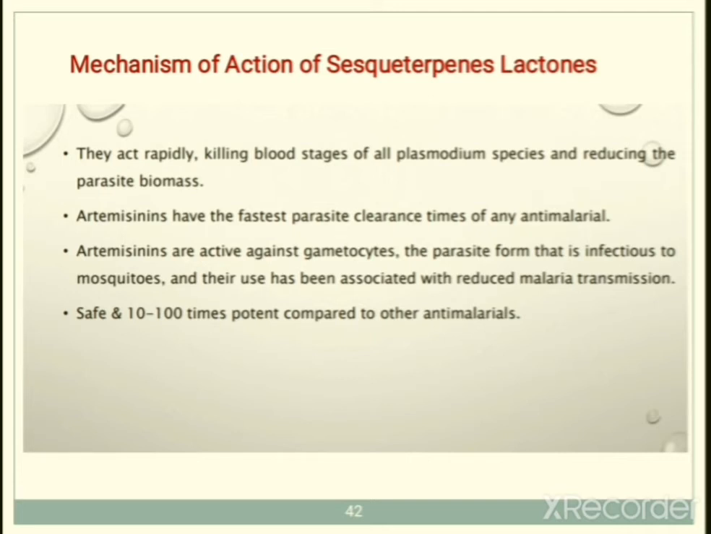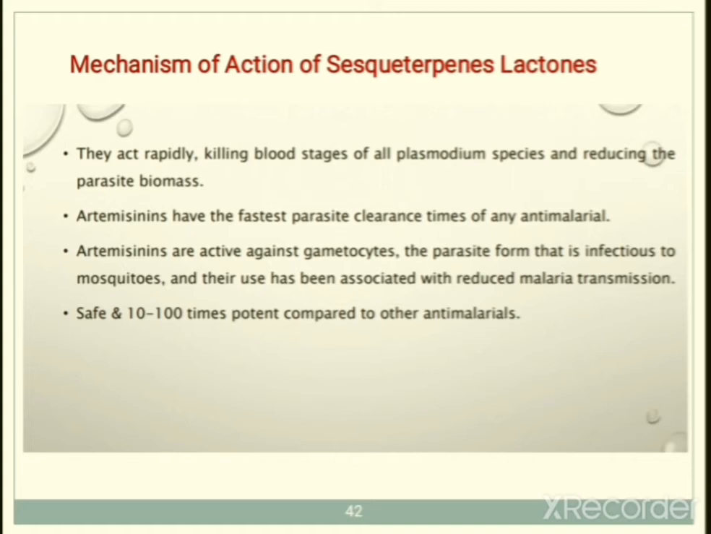Next, they act rapidly. These sesquiterpene lactones act rapidly, killing the blood stage of all Plasmodium species and decreasing the parasite biomass. Artemisinin has the fastest parasitic clearance time of any antimalarial. Of the eight classes of antimalarial agents we have seen, the artemisinin series has the fastest parasitic clearance time. This point has been asked in the GPAT examination. Artemisinins are also active against gametocytes, the parasitic form that is infectious to the mosquito.